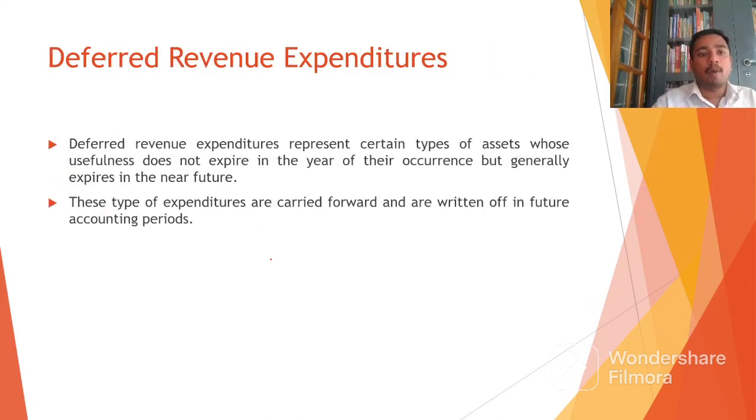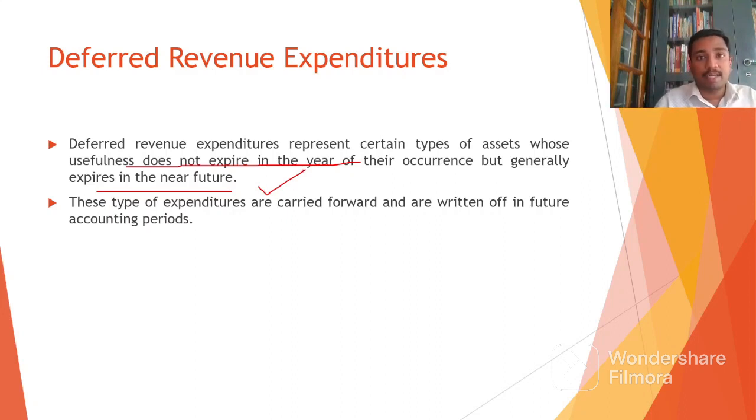And moving to the last topic, that is known as the deferred revenue expenditure. Deferred revenue expenditures are expenditures in which the payment is done for a particular period, but the benefit of it will be received for a larger period. Such types of expenditures are known as deferred revenue expenditure. So these represent certain types of assets whose usefulness does not expire in a year, but it is generally in the near future, which means a long term investment done in advertisements.